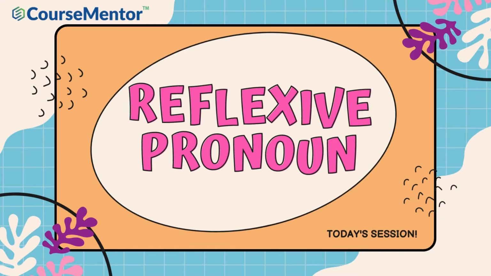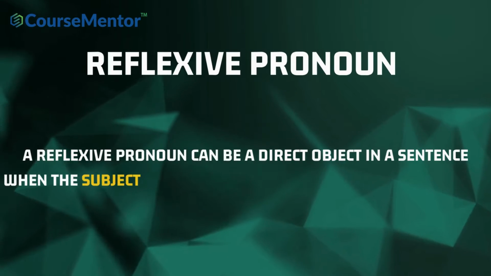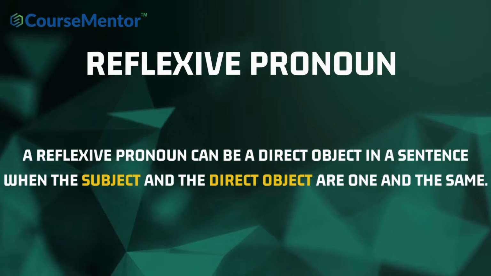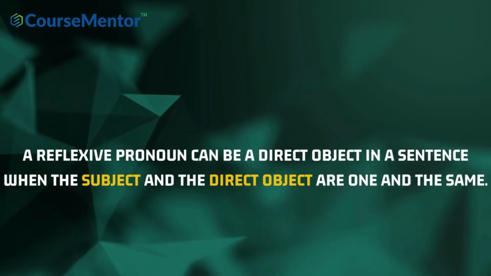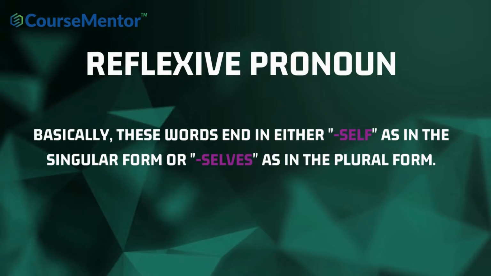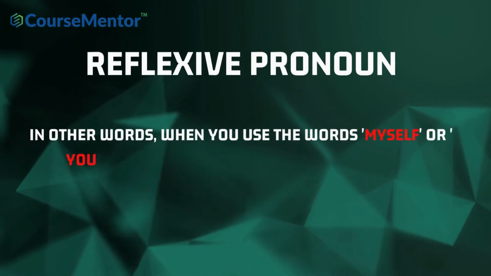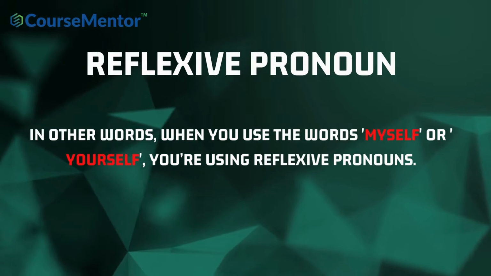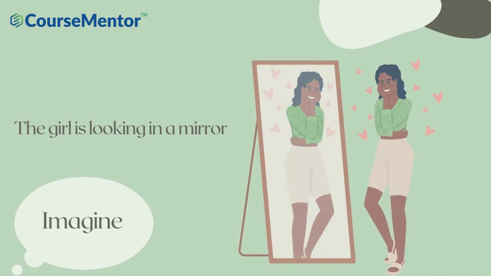In today's video, we will talk about the pronouns that can play the indirect object role in a sentence. Which is a reflexive pronoun? What is a reflexive pronoun? A reflexive pronoun can be a direct object in a sentence when the subject and the direct object are one and the same. Basically, these words end in either -self, as in the singular form, or -selves, as in the plural form. In other words, when you use the words myself or yourself, you're using reflexive pronouns. You will understand better with an example.